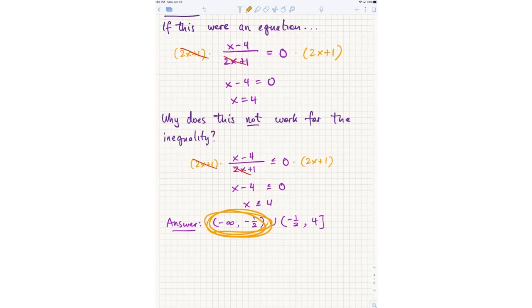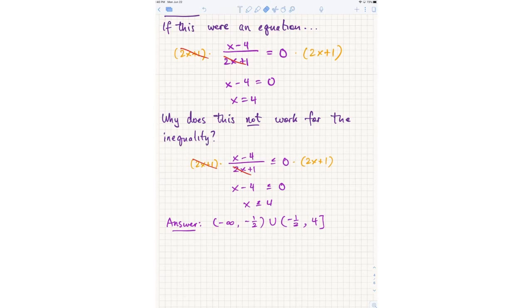I still get all of these values in this first interval. So what went wrong? Think about it this way. I'm multiplying both sides by something. Do equations and inequalities act differently when you multiply both sides by something? Do we have a special rule with inequalities, for instance, about multiplying? Yes, when it's negative, exactly.